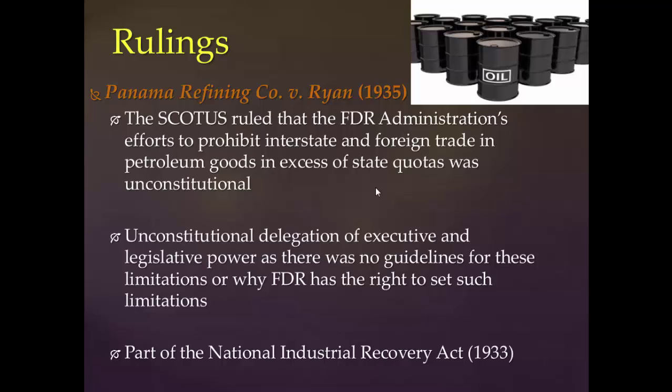So in this case, the Supreme Court ruled that this was a breach of presidential authority and that the executive office did not have the right to limit or set guidelines on what could cross state lines. This was, again, a breach of the Interstate Commerce Clause, and this was an effort to freeze the free market. So this part of the National Industrial Recovery Act of 1933 was shut down, and the Supreme Court ruled it to be unconstitutional because it was this overreach of executive power.